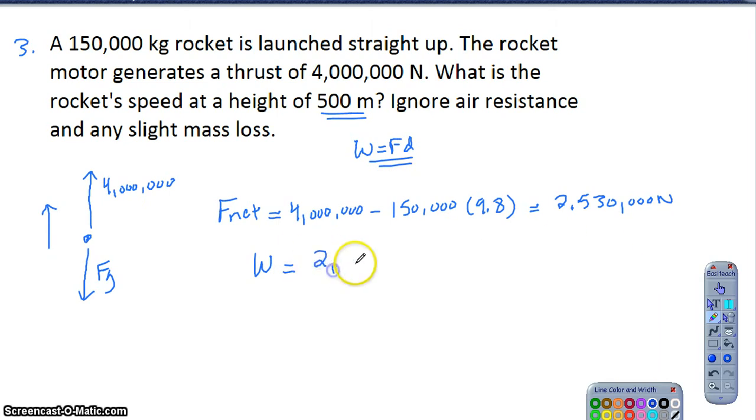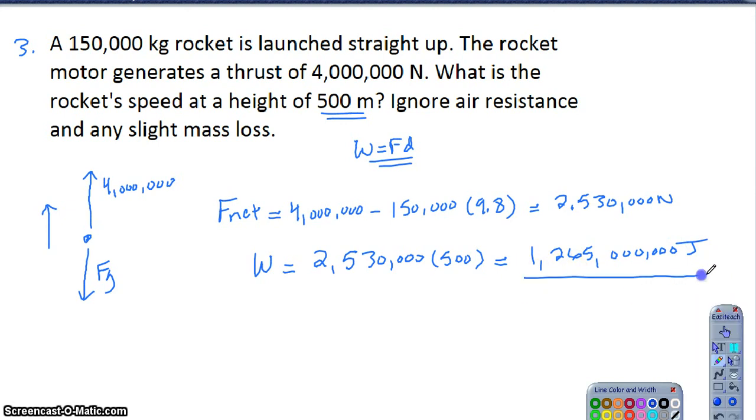So I've got my net force of 2,530,000, and then I've got the displacement of 500 meters. This is going to tell me the net amount of work done on it. So I end up with about 1,265,000,000 joules of energy. That's how much energy I end up gaining.